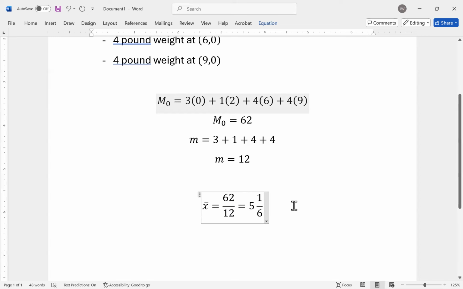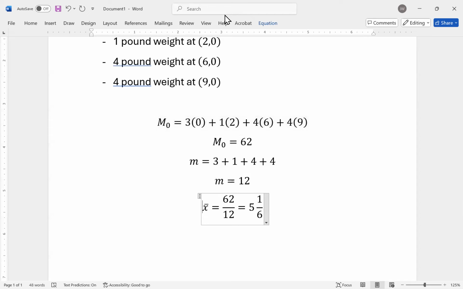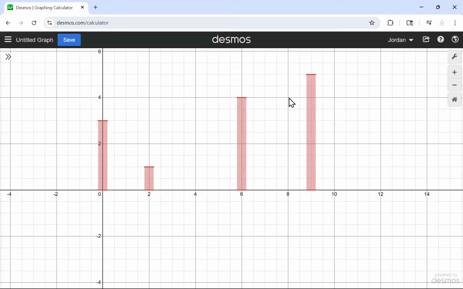And what this means is if I had this scenario, if I put a fulcrum at an x value of 5 1/6 units, then everything would balance at that x value. So as a visual, imagine we have these weights on the number line, the x-axis, and the heights of these are basically the weight of each one.